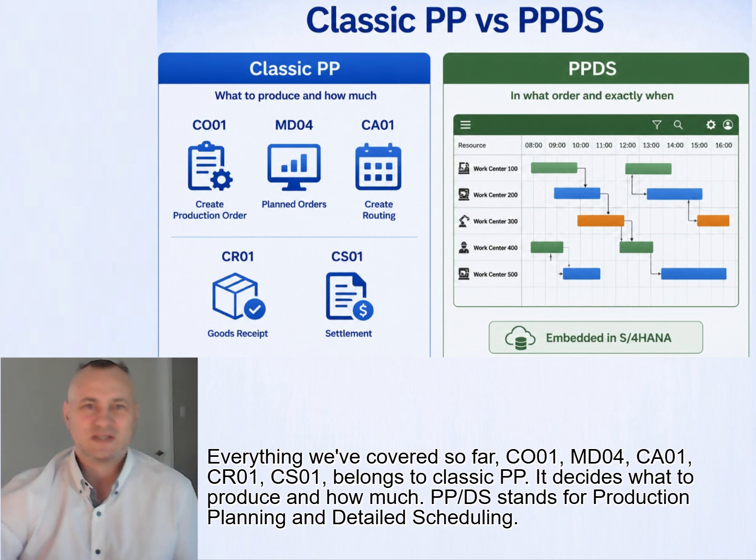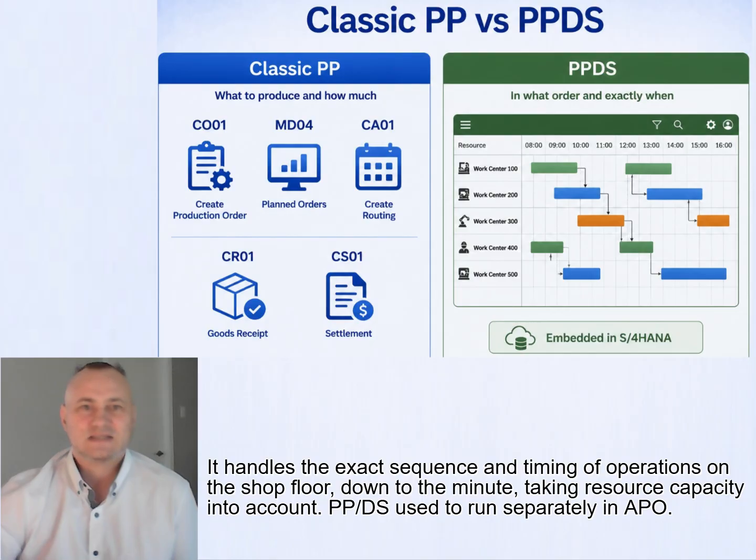Everything we have covered so far, CO01, MD04, CA01, CR01, CS01, belongs to classic PP. It decides what to produce and how much. PPDS stands for Production Planning and Detailed Scheduling. It handles the exact sequence and timing of operations on the shop floor down to the minute, taking resource capacity into account.